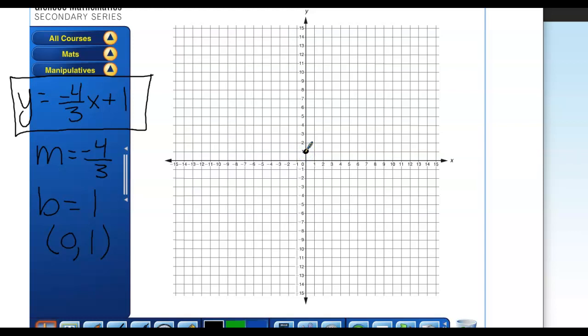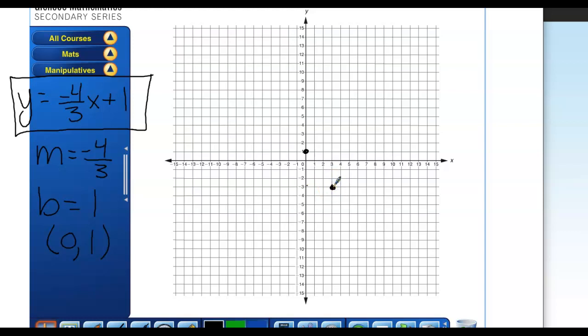And my slope tells me that I go up or down. Down. Down, how many? Rise over run, so I go down how many? 4. It's rise over run. So negative 4 means to go down 4, so I go down 4 from the dot I just graphed. 1, 2, 3, 4. And then how many do I go over? 1, 2, 3. Put a dot.